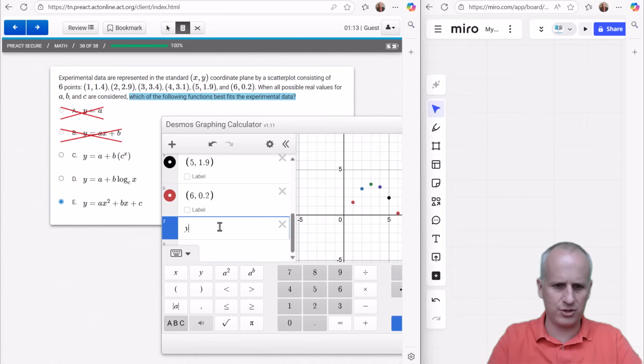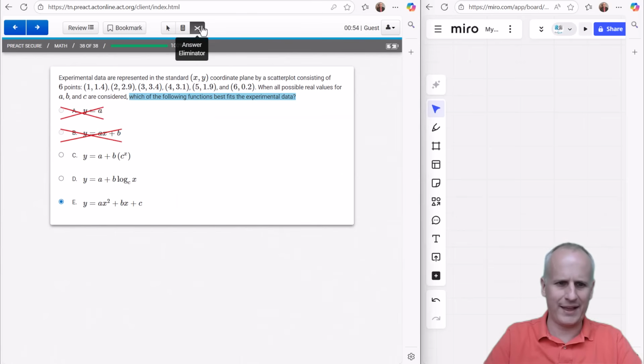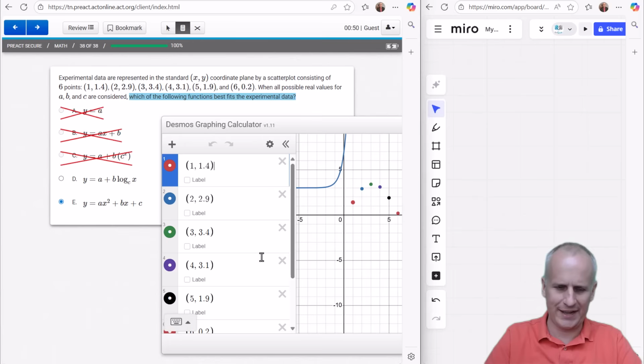So I'm going to just get rid of the A and the B and the C and consider them as whole integers. So I'm just going to go with 3 plus 4 times, we'll go with 7, and that's going to be raised to the x power. And let's see what that looks like. And my graph is way up here, and it exponentially grows. So that is definitely not going to match choice C in terms of my little dots over here.